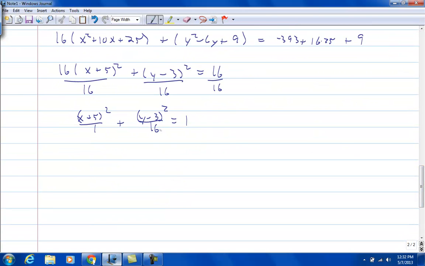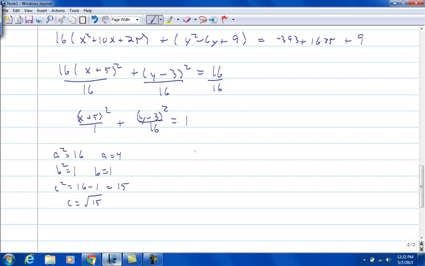So the number under the y is bigger, so we have a vertical major axis. A squared is 16, so a is 4. B squared is 1, so b is 1. C squared equals 16 minus 1, which is 15. So C equals the square root of 15. This says to graph the ellipse and determine the coordinates of the foci.